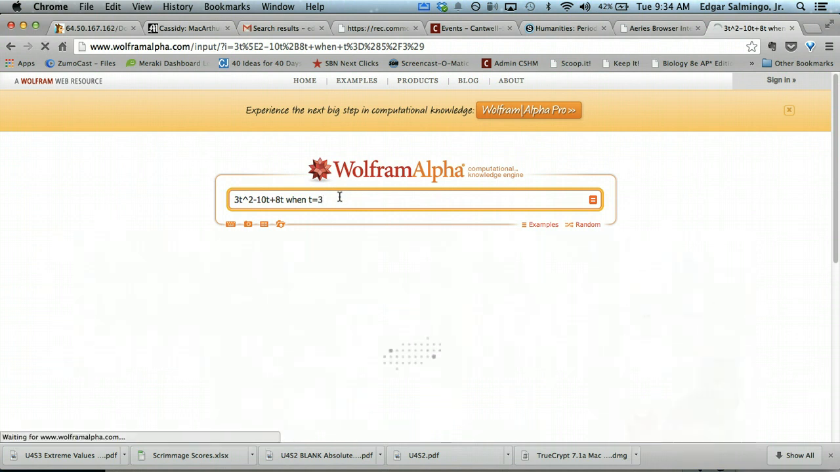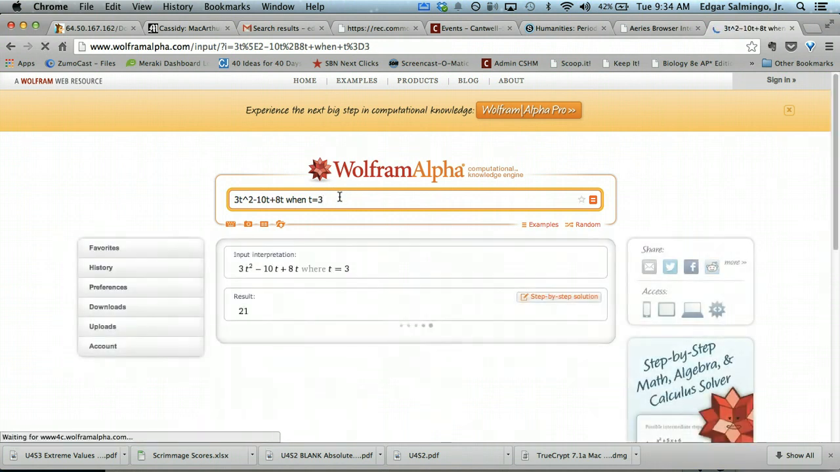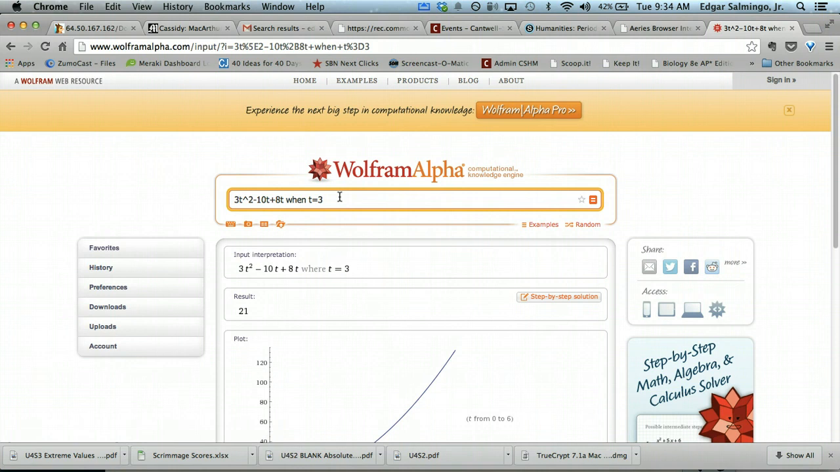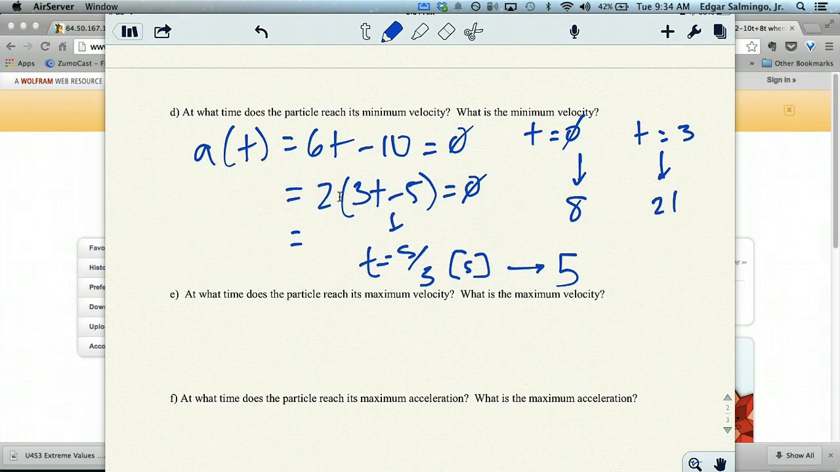And again, if you want to use this, you can do this on your iPad as well. And I get 21. So now when I look at this problem, it says when does it reach minimum velocity? The smallest number I have is 5, and that occurs at 5/3 seconds. The next question, E, says when does it reach a maximum velocity? You should know that its maximum occurs at t equals 3, and the velocity is 21.